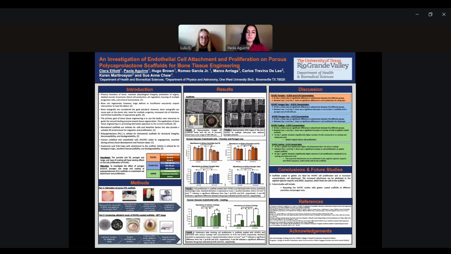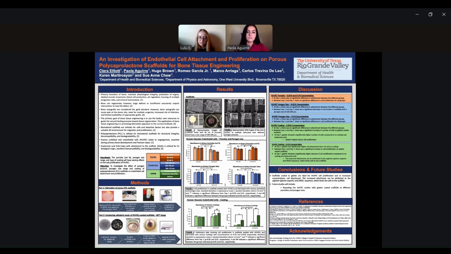And then for our next section, it is the cells themselves, and we're starting with porosity and porogen sizes. On the left is an older study that we did, labeled as our 0.01% concentration. And on the right is a more recent study that we did, labeled as 0.1% concentration. The only difference between these two studies is how the coatings were made. So there was no difference between porosity and porogen sizes when testing.